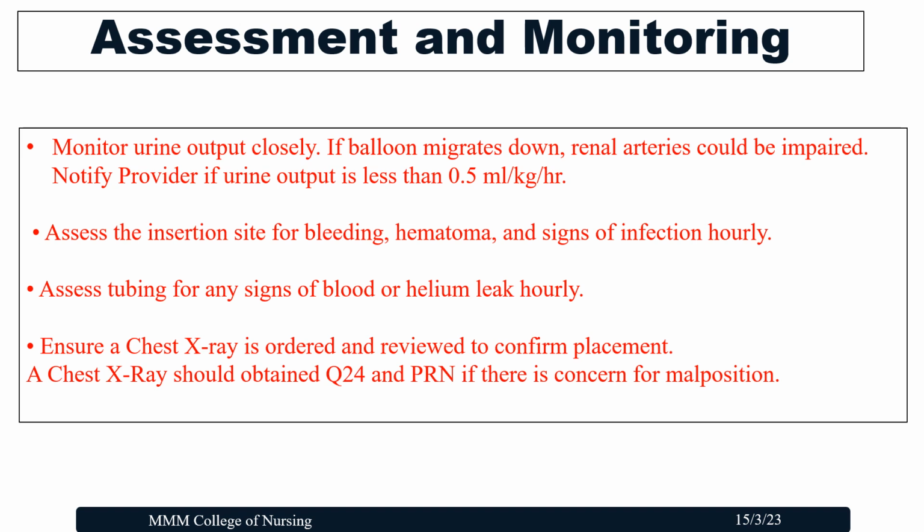Assess the insertion site for any bleeding, hematoma and signs of infection hourly. Assess the tubing for any signs of blood or helium leak hourly. Ensure a chest X-ray is ordered and reviewed to confirm the placement of the catheter. A chest X-ray should be obtained every 24 hours and whenever needed to check for malposition of the catheter.